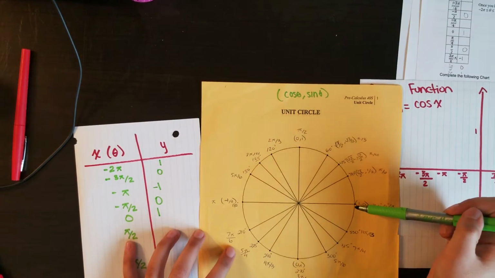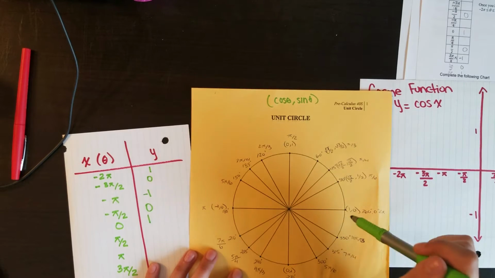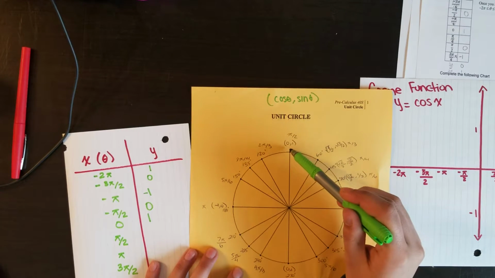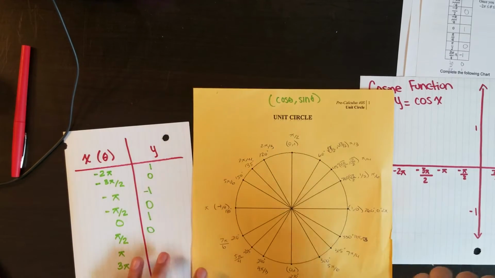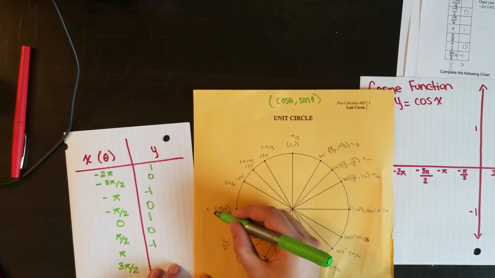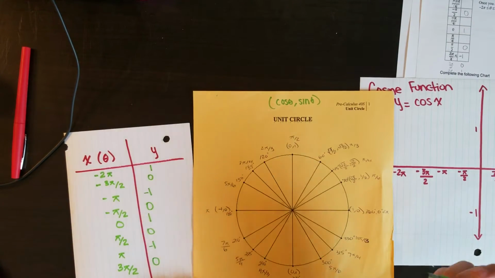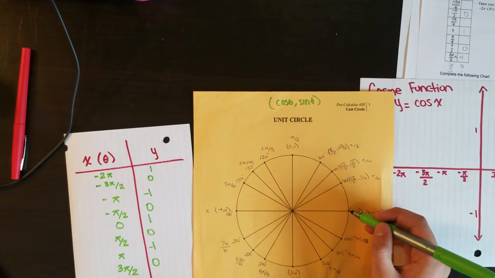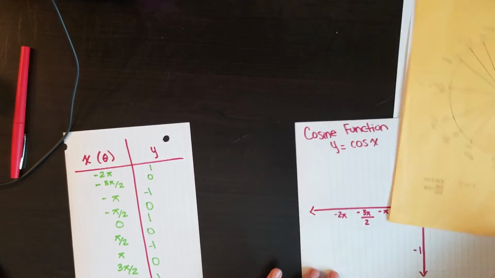At pi over 2, now we're going counterclockwise, so we're moving this way. So pi over 2, 0 and 1, those are my coordinates, so my cosine value is 0. At pi, it's going to be negative 1. At 3 pi over 2, my cos value is 0. And at 2 pi, my cos value is 1. So now I have a table of values.